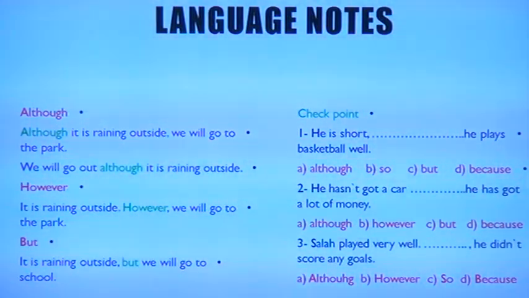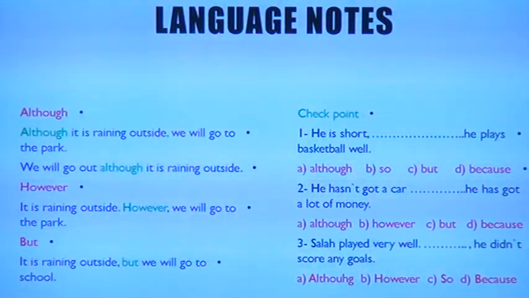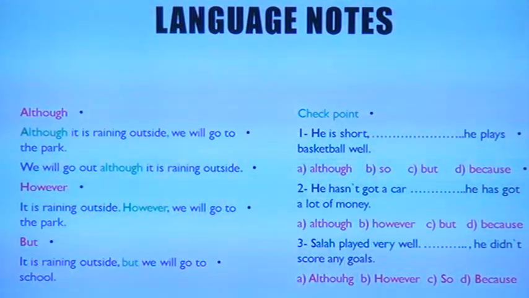Okay, number 3. Salah played very well. He didn't score any goals. Which is the right answer? Although, however, so, because. Waiting for your answer. Yes, I heard you. The correct answer is however. Salah played very well. However, he didn't score any goals. Okay?